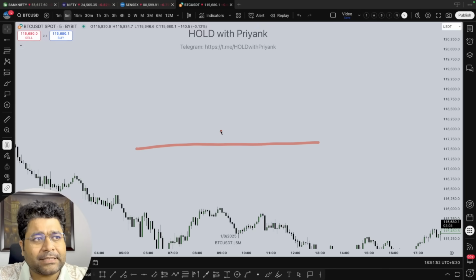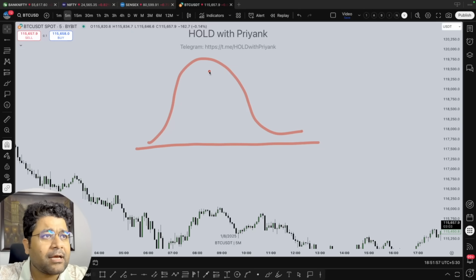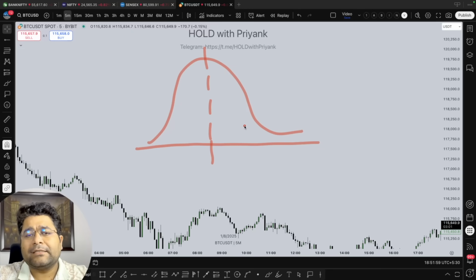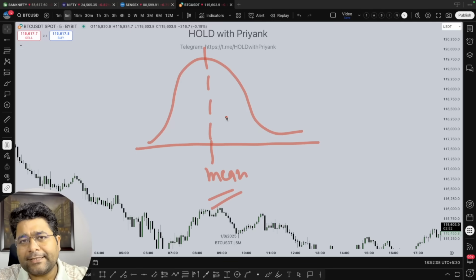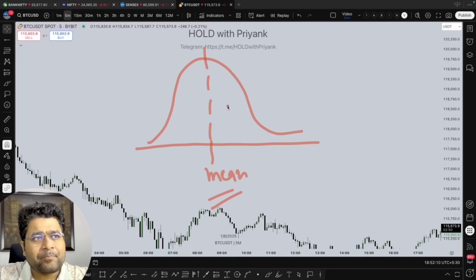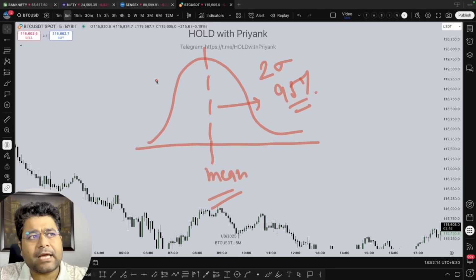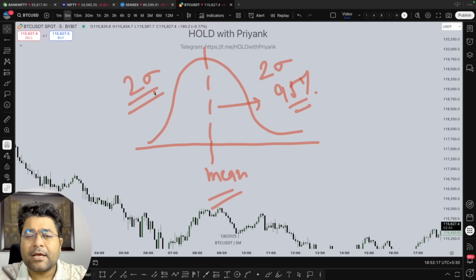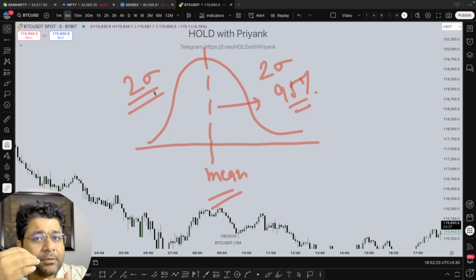So you might have seen a curve like this, right? This is usually we use in statistics and we call it a distribution chart, where we understand that the deviation from the mean value, if this is the mean value of any data, the price usually like to variate 95% of the times 2 sigma this side and 2 sigma this side. That means price may fluctuate 95% of the time in a range of 2 sigma from its mean value.